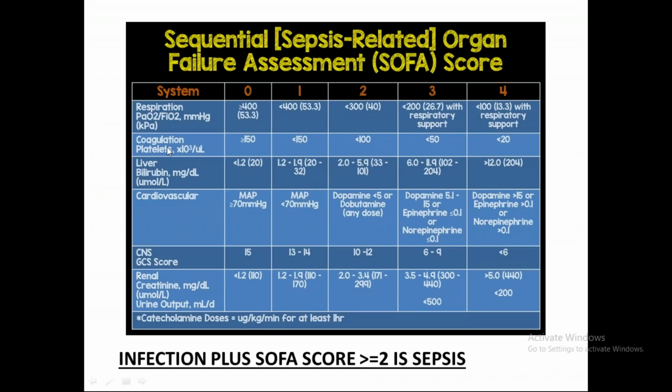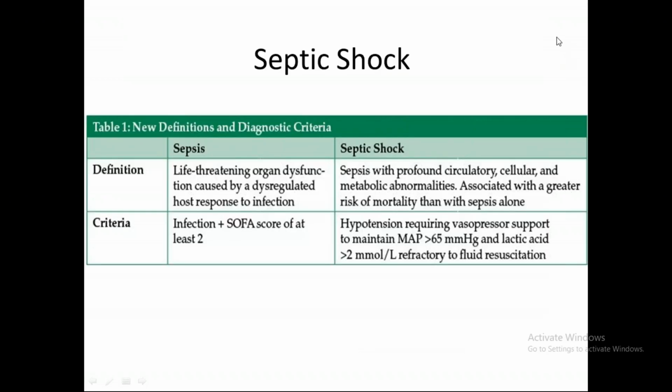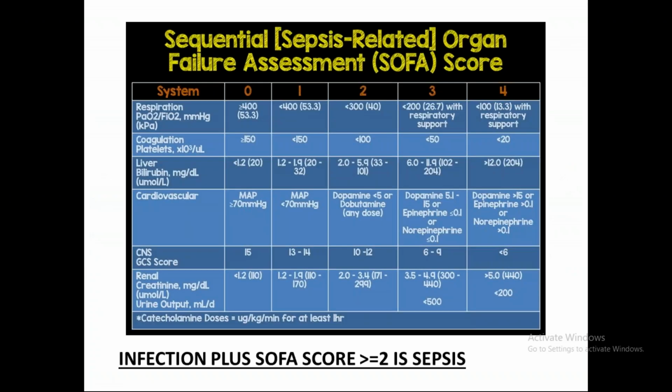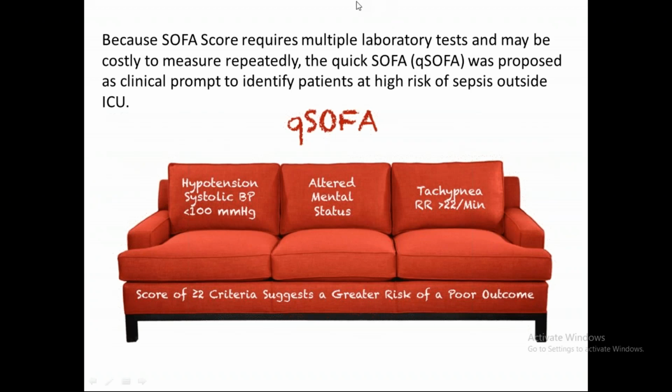नहीं हो पाएगा। क्यों नहीं हो पाएगा? क्योंकि लिवर में बिलीरुबिन चाहिए, हमें रीनल क्रिएटिनिन चाहिए, हमें कोएगुलेशन प्लेटलेट्स चाहिए। We are dependent on a lot of lab profiles, this takes time to come, right? In the emergency we can't wait that long. So इसलिए we have something called qSOFA, quick SOFA. Because the SOFA score requires multiple laboratory tests and may be costly to measure repeatedly, a quick SOFA was proposed as a clinical prompt to identify patients at high risk of sepsis outside the ICU.